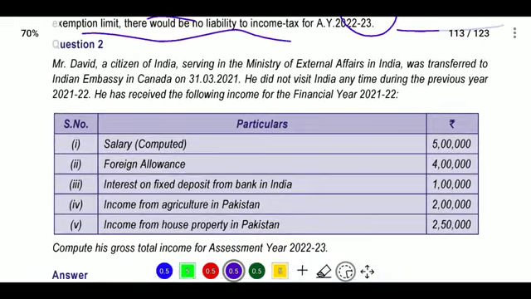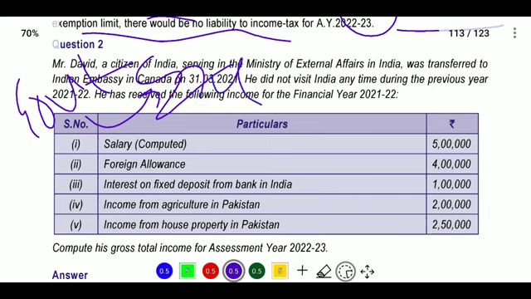Next, the second case is Mr. Dravid, a citizen of India serving in the Ministry of External Affairs in India, that is, a government employee, and he was transferred to the Indian Embassy in Canada. So the government employee went to Canada. Whatever allowance he received, he will get exemption under section 10. Next, he did not visit India at any time during the previous year.